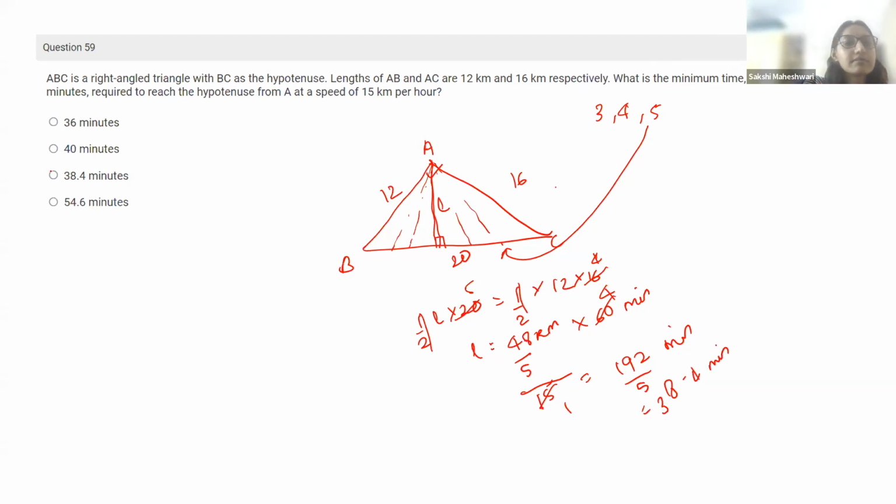Getting this? Got the point? Yeah. This is kind of that ladder problem only.